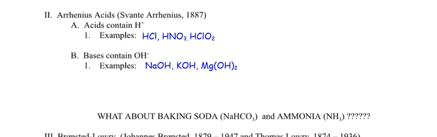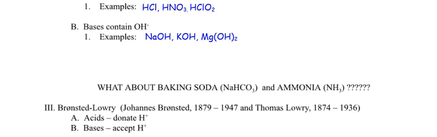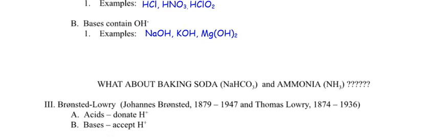All right. Well, there has to be a better definition. And two chemists, Johannes Bronsted, he's actually from Denmark, and Thomas Lowry, he's from Great Britain, they didn't really know each other. They didn't work with each other. But around the same time period, within probably a year of each other, they both came up with a new definition that is better than the Arrhenius definition, is more comprehensive than the Arrhenius definition.